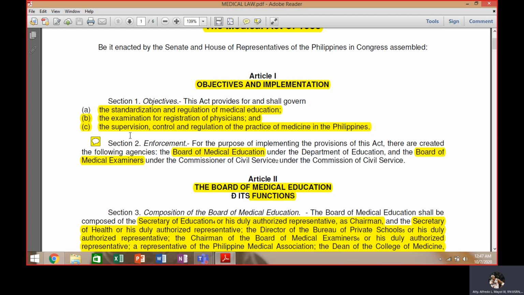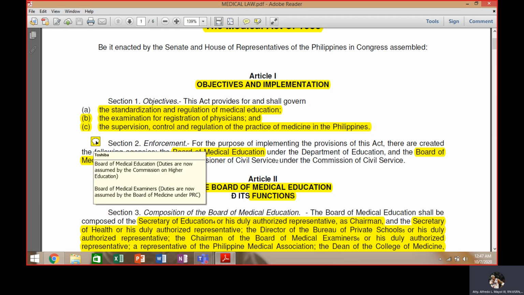However, this provision of law has been changed. Okay, so the Board of Medical Education, the duties are now assumed by the Commission on Higher Education or CHED. And then the Board of Medical Examiners, duties are now assumed by the Board of Medicine under the Philippine Regulatory Commission. So that is why when doctors take the medical licensure, the government agency involved is the PRC or the Philippine Regulatory Commission.